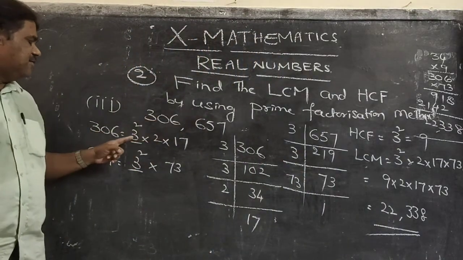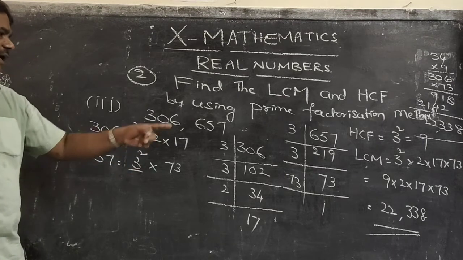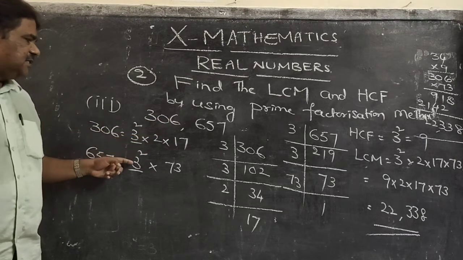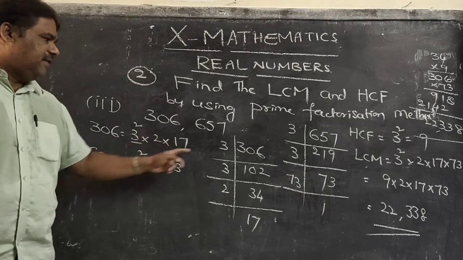So underline the common factors. HCF means common factor with less power. LCM means common factor with highest power, and remaining all factors we will take.